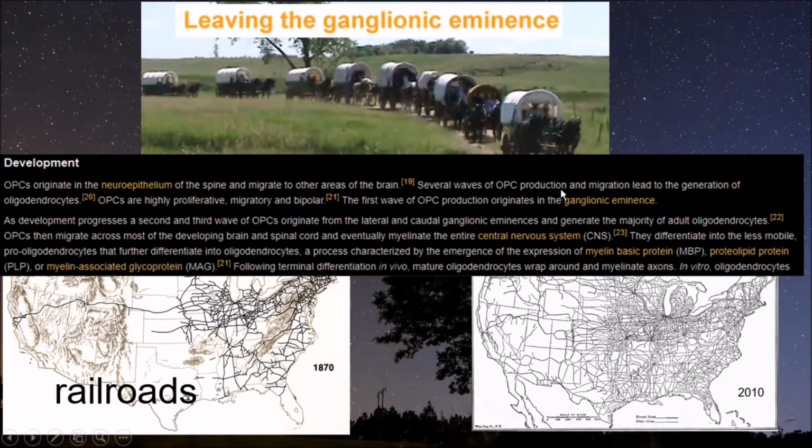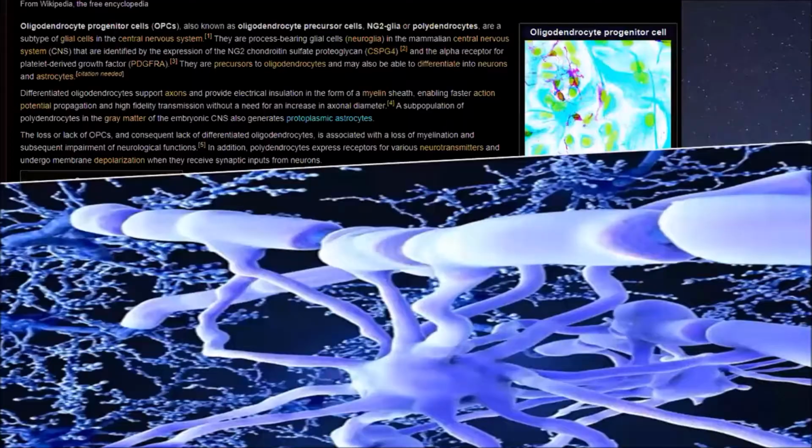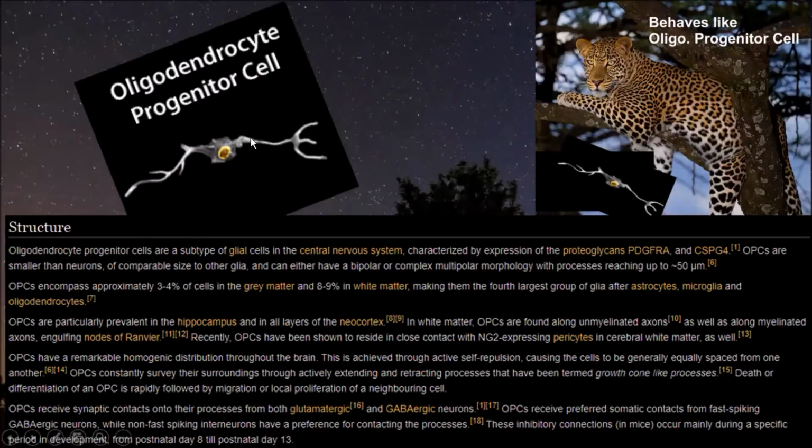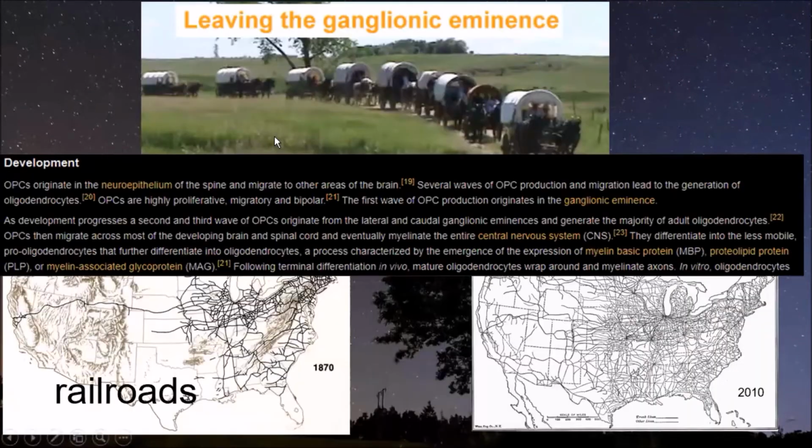Several waves of OPC production and migration lead to a generation of oligodendrocytes, and these precursor cells are highly proliferative, migratory, and bipolar. Bipolar means they've got trunks on both sides, an axon and usually a dendritic trunk at some level. I think it has to be one axon, but that's what the bipolarness is referring to. There you go, there's a bipolar cell, dendritic and then axonal.